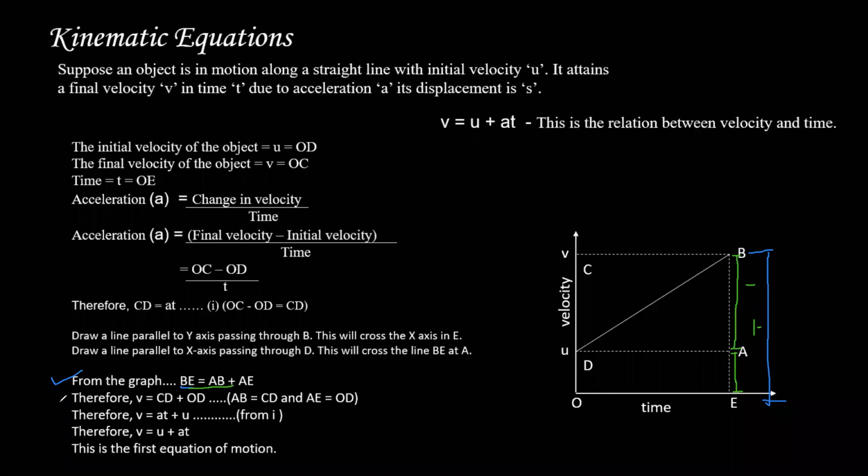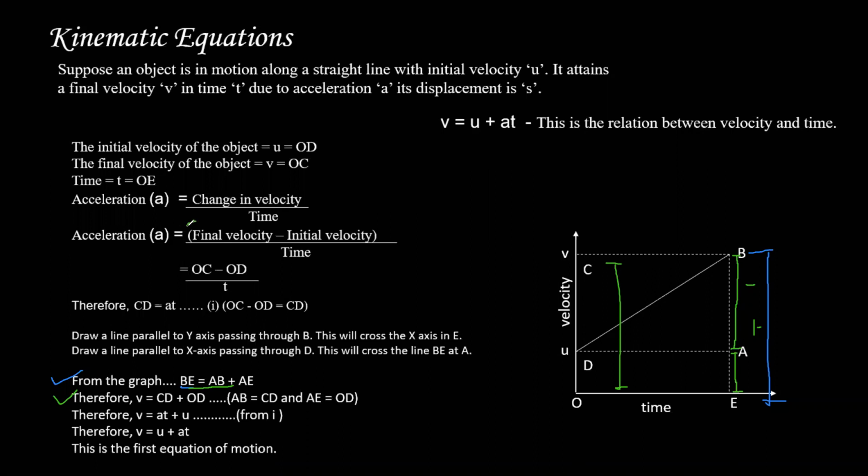Therefore, look over here. V is equal to CD plus OD. Basically, look, V is equal to CD plus OD. Why is it like this, folks?